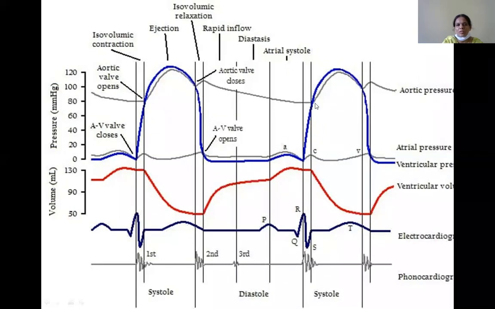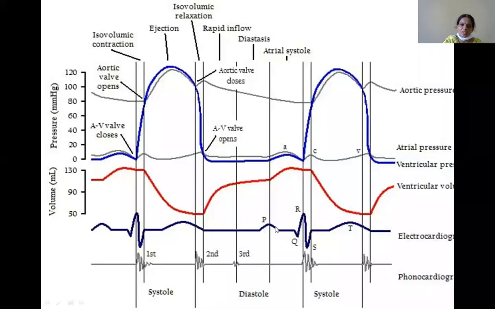And this is the aortic pressure. Hope you have understood this. This is the pressure volume changes of the cardiac cycle. Begin with this ECG, you will understand better atrial contraction, ventricular depolarization and ventricular repolarization.